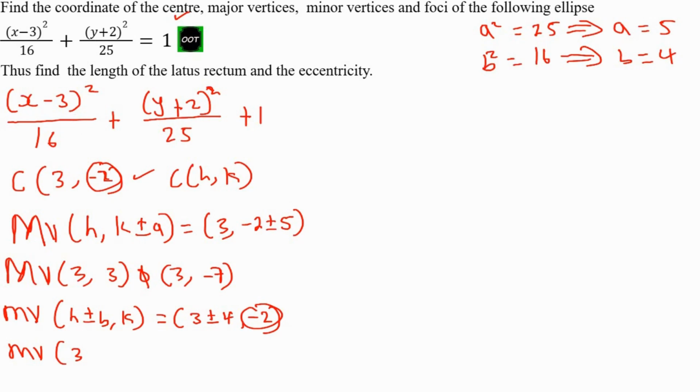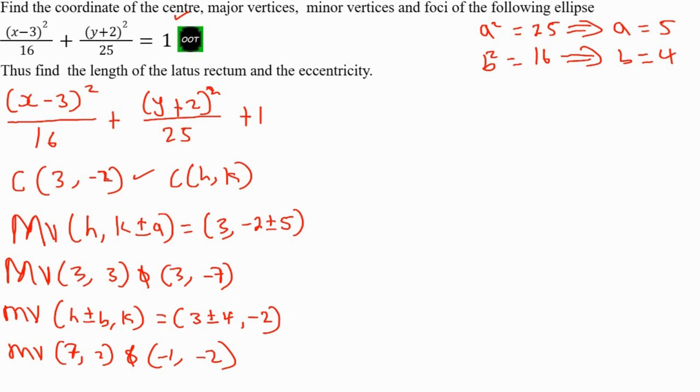Am I communicating? Perfect. So that would be 3 plus 4. That should be 7. So d should be 7. When we are trying to expand everything, that will be 7, 2. And 3 minus 4, that will be minus 1, minus 2. So this is the coordinate of the minor vertices as well. So that is that. Onto the foci.